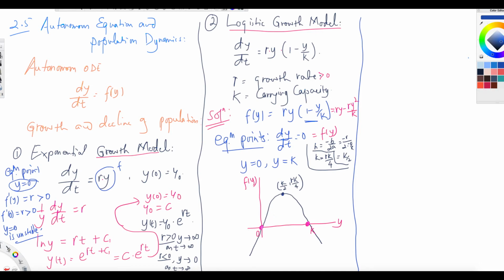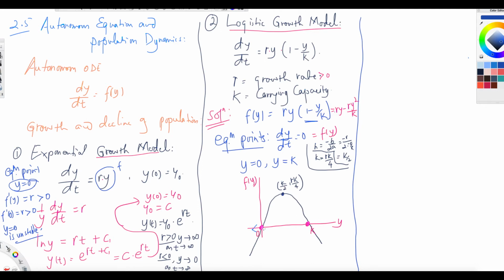Look at this. Left of 0, f of y is negative. So f of y is negative means this function is negative, means derivative is negative, because the right hand side is f of y, right? Derivative negative means the function y decreases.